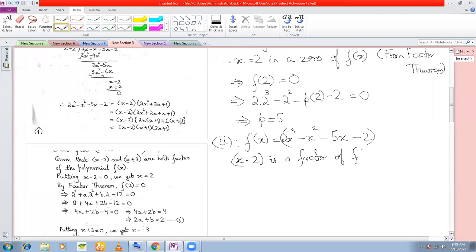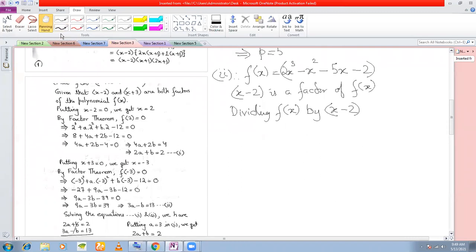Now what you see is x minus 2 is a factor of fx. So how do you get the other factors? Dividing fx by x minus 2, we get the other factors, right? So let's see what are the other factors. Let us divide 2x cube minus x square minus 5x minus 2 by x minus 2.